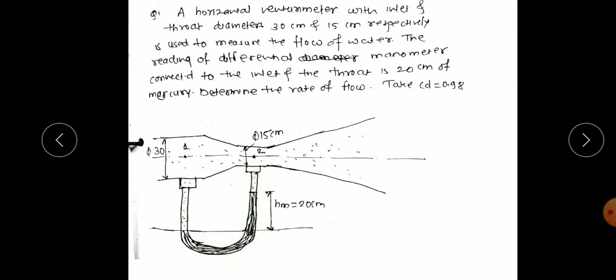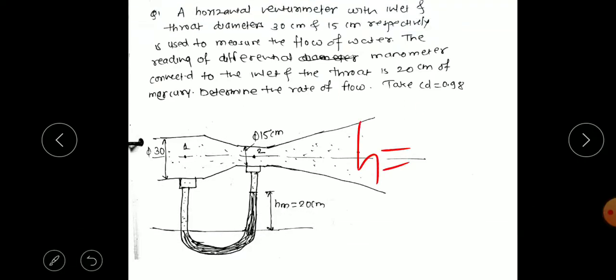So in a venturimeter, the differential manometer is always connected at the inlet section and at the throat section. Determine the rate of flow. Coefficient of discharge CD is 0.98. So we use the formula here. We have two formulas here.